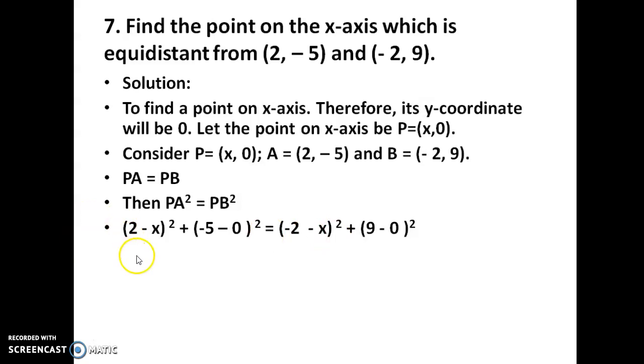So now write simply the formula the same way. P coordinates are these ones, right? So 2 minus x. This is x2, this is x1. So (2 minus x), then (minus 5 minus 0). That's how you are writing PA. Then PB: (minus 2 minus x), then (9 minus 0). So the coordinates we have written like this.